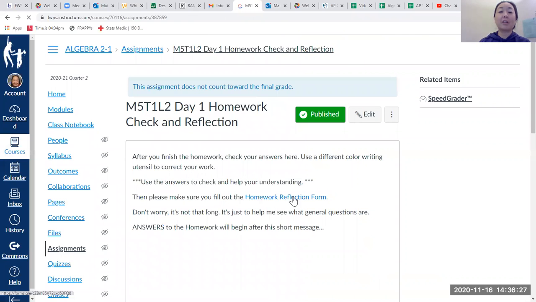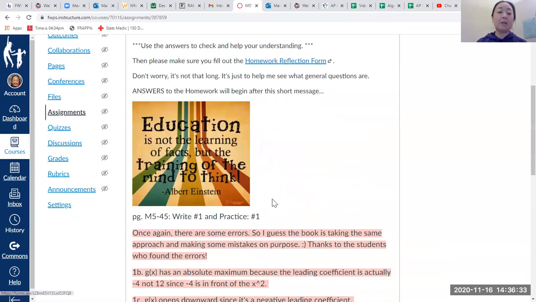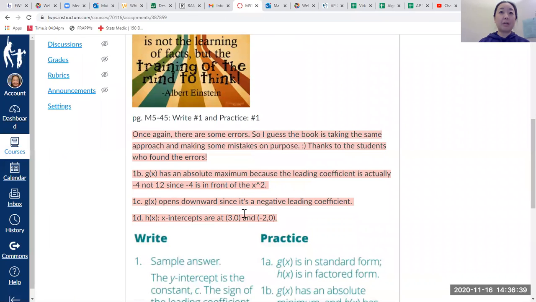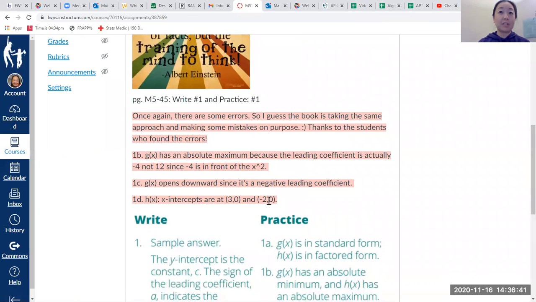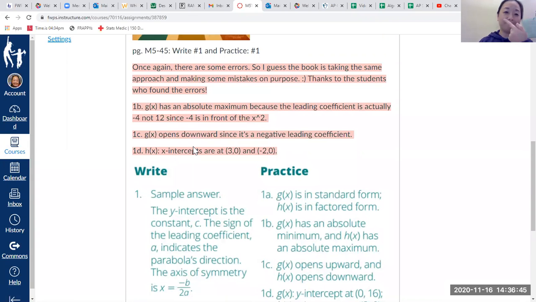Then you're going to click on this homework reflection form so that you can reflect on your homework. You don't need to tell me what you got right or wrong, but if you still have some questions, like I still don't understand, let me know. And if you notice right here, there were some errors, so make sure you check that. Don't just read this and go, oh, it's wrong, because there were some mistakes on here, actually quite a few. So please make sure you read the corrections on that. All right? We'll talk to you later.